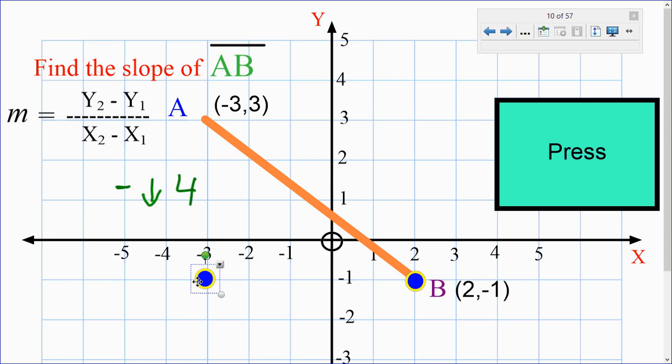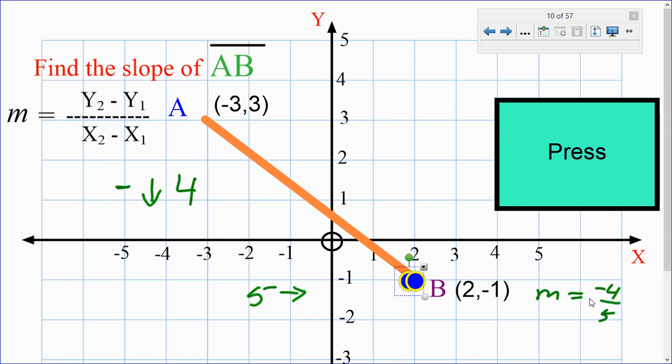So now let's count over. 1, 2, 3, 4, 5. So 5 boxes across. And now I got my slope. So my slope should be negative, because I went down, it's a negative slope, 4/5.